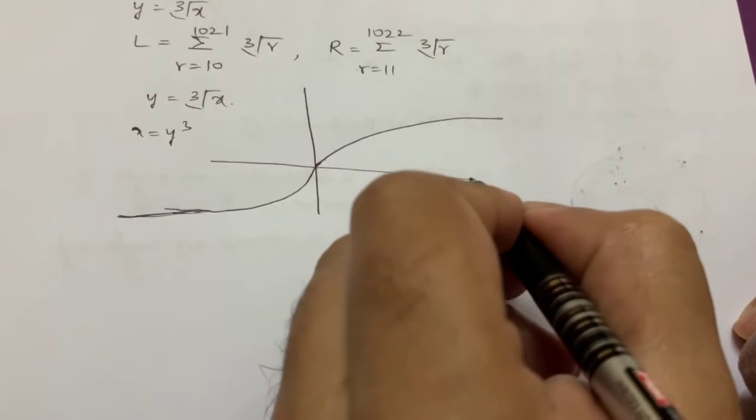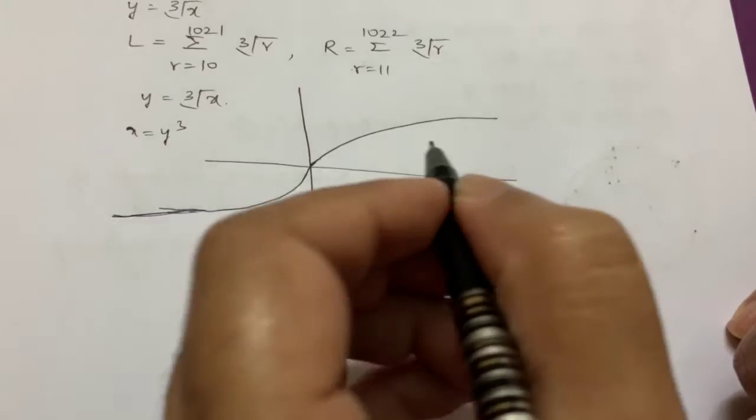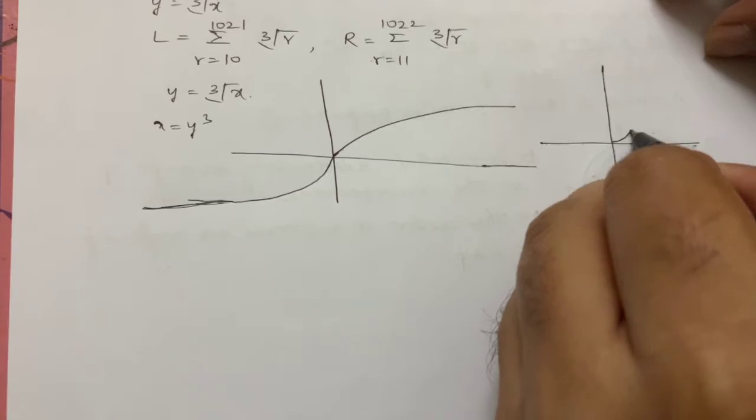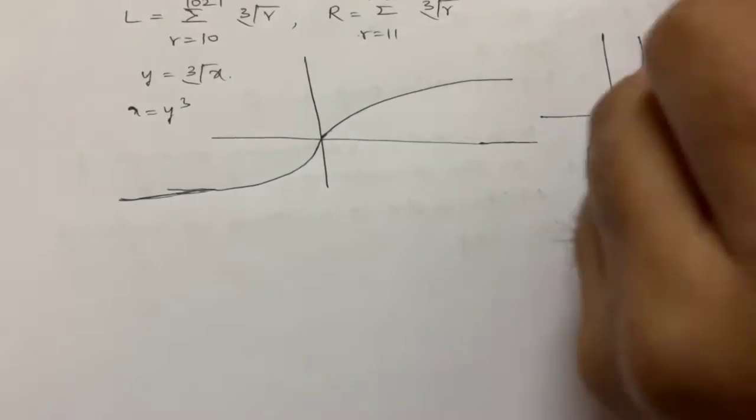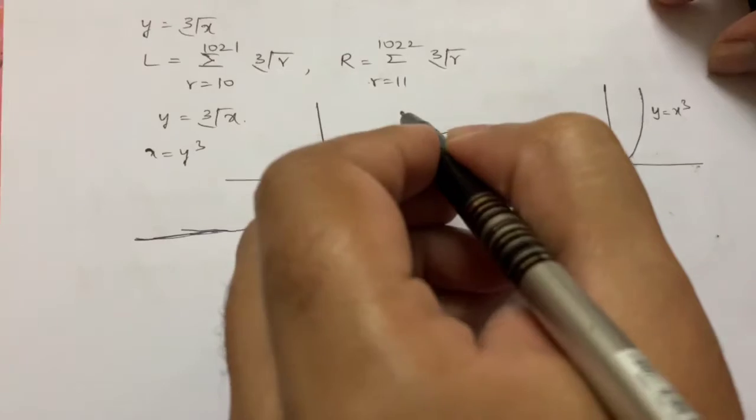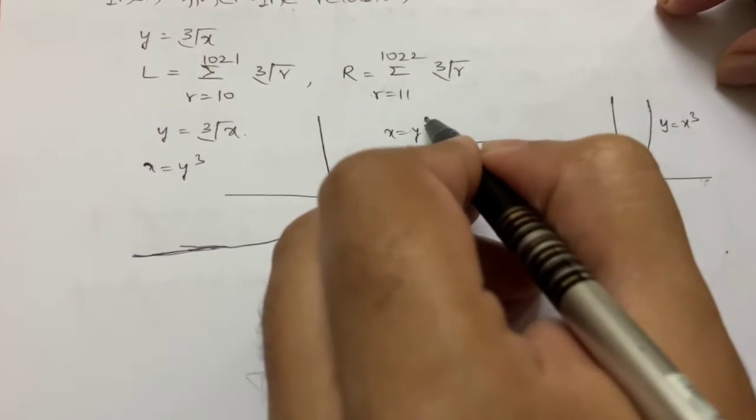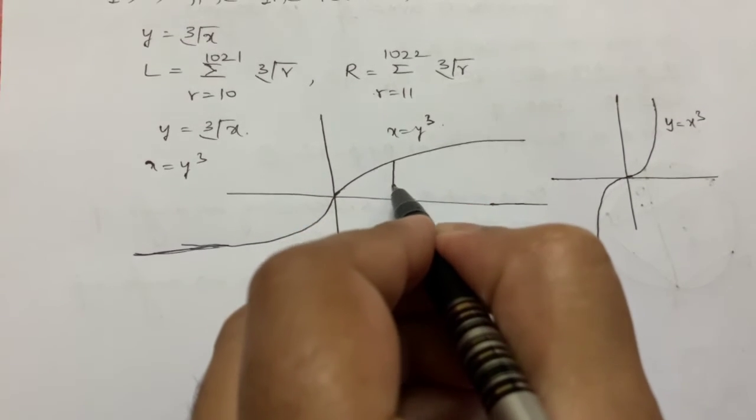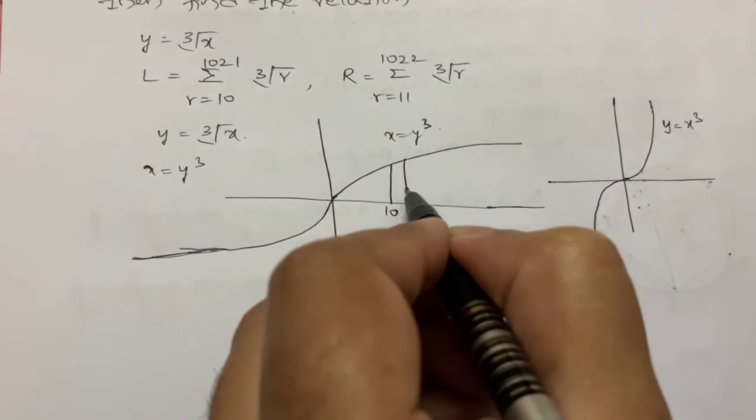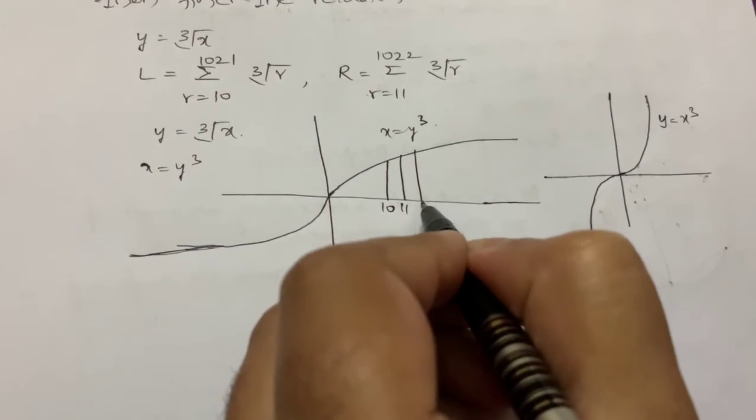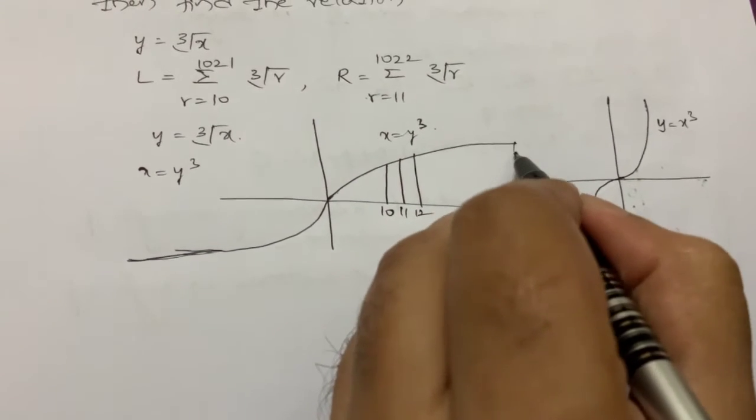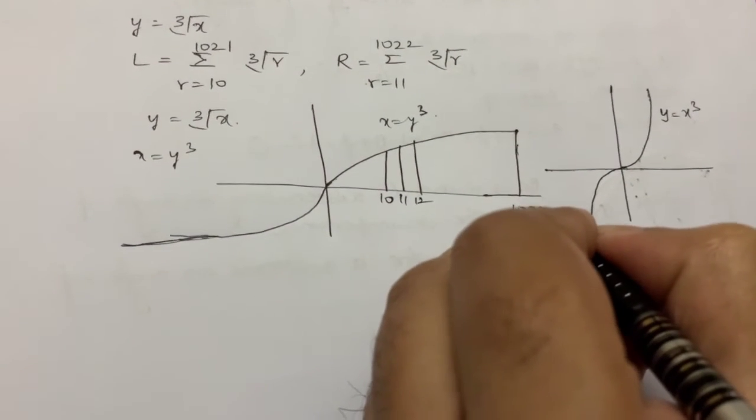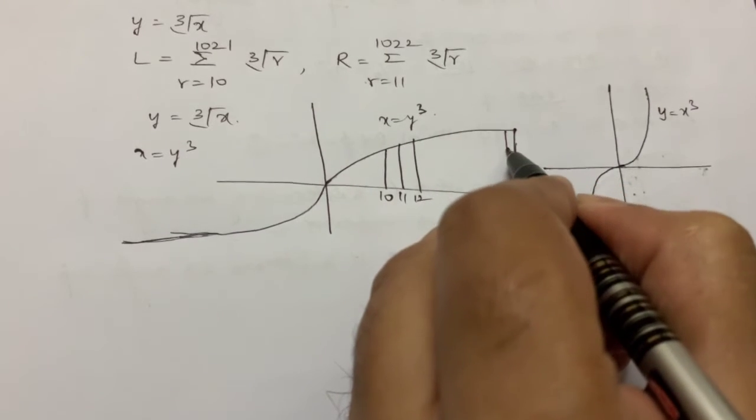As x tends to infinity, the y value also goes to infinity, because y equal to x cube is like this. So, this is x equal to y cube. Let us say r equal to 10 is here, and then r equal to 11, r equal to 12. Like that we are given up to 1022. First case it is 1021, second case it is 1022.